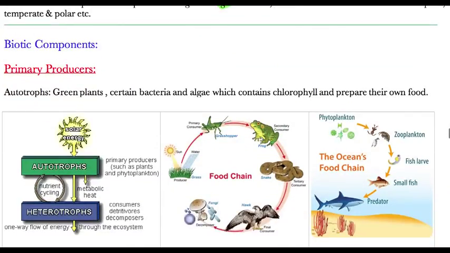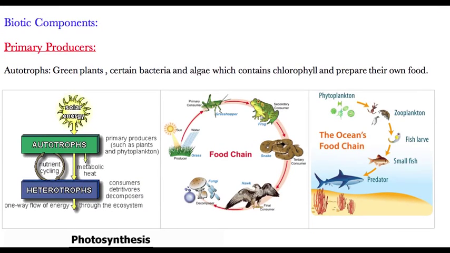Now come to biotic components. So the very first component is the primary producer, that is the autotrophs. So what are autotrophs? They can be green plants, then certain bacteria, and certain algae also, which contain chlorophyll and prepare their own food. So basically this is the food chain.